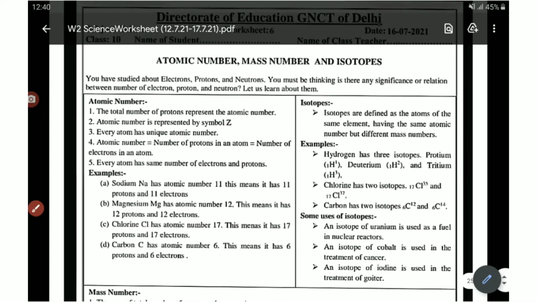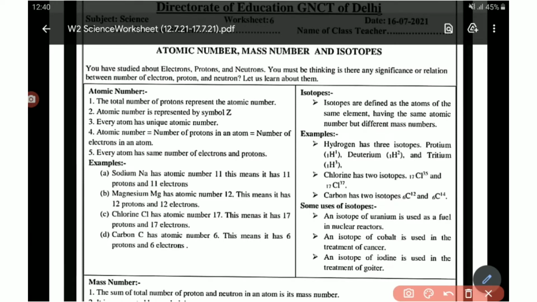Let us see the isotopes. What are isotopes? Isotopes are defined as the atoms of the same element. Elements are same, so they will have same atomic number, but their mass number will be different. So now, are you getting the point? Atomic number is same, that means number of protons will be same. Where will be the difference? The difference will be in the neutron number. Okay, so the definition again, isotopes are defined as atoms of same element having same atomic number but different mass number. Let us see example.